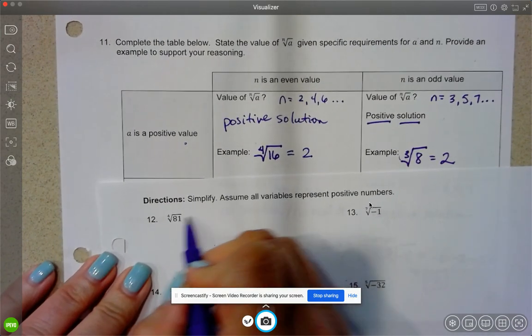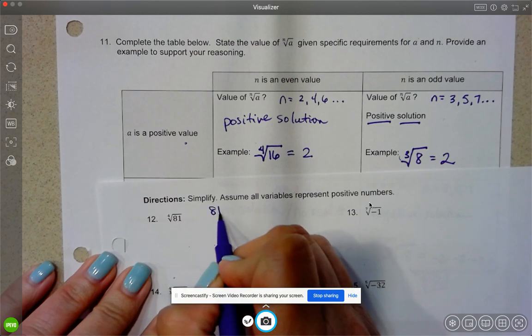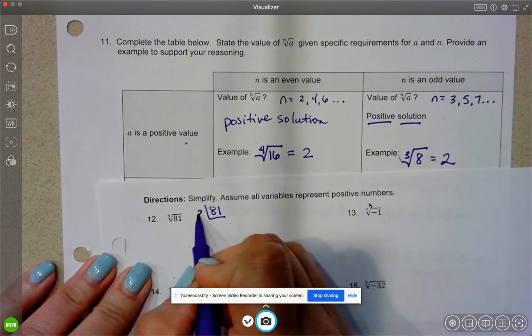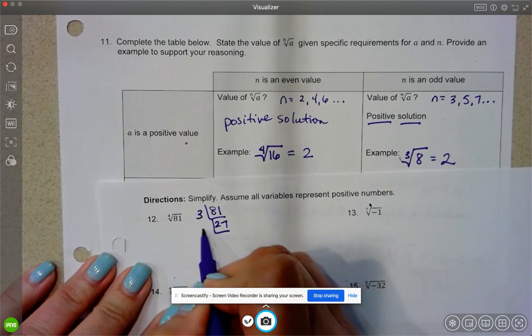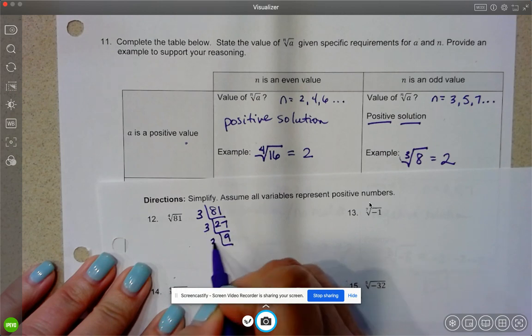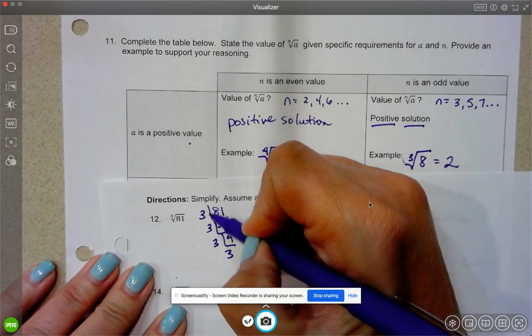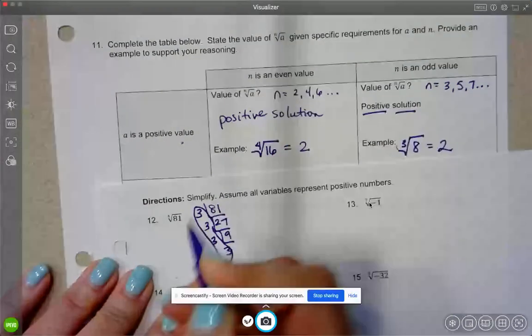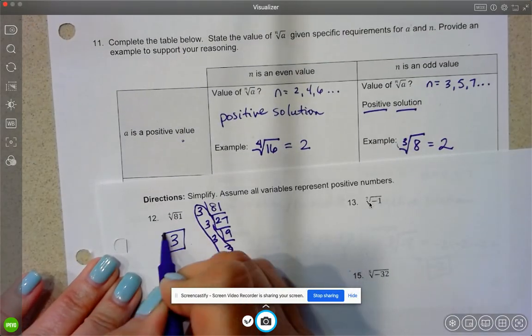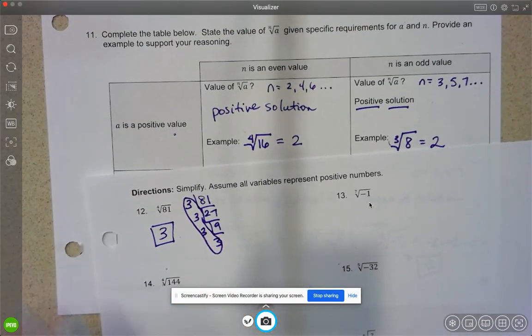I want groups of 4. So I'll start with 81. 2 doesn't go into it, but 3 does. 27, 3. Okay, I have a group of 4 3s. So that must be a perfect 4th root. 81 is a perfect 4th root because I ended up with nothing left over.